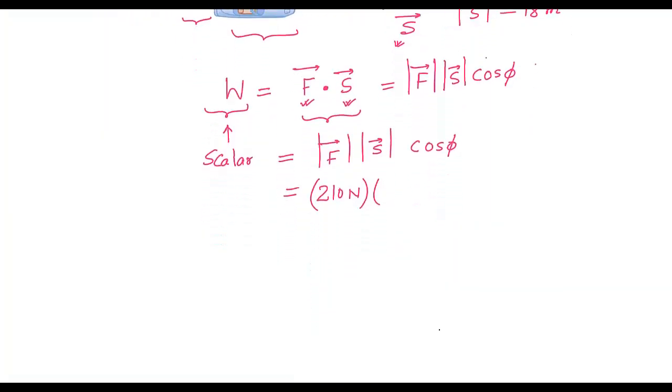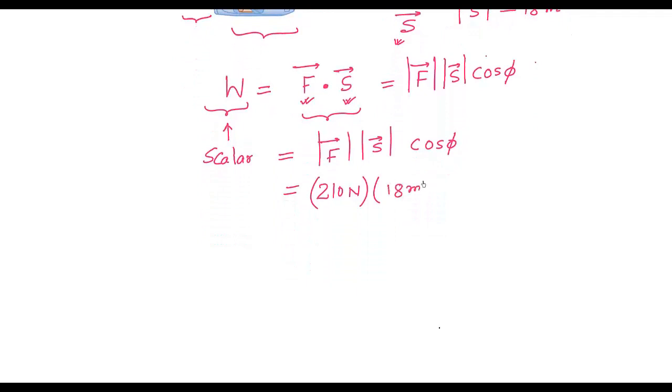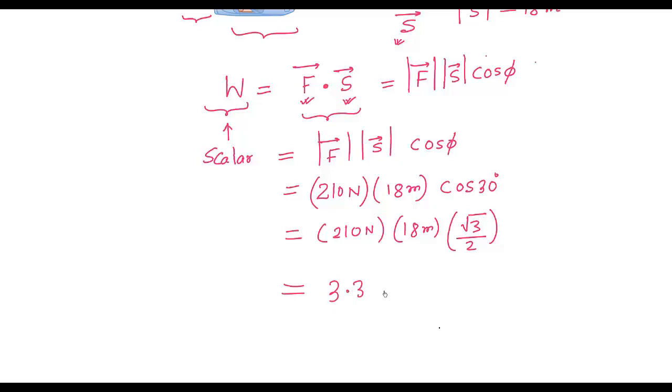Now I can plug in the values: 18 meter, and the angle is 30 degrees, so we write cos of 30 degrees. So we can further write 210 Newton, 18 meter, and cos 30 is nothing but root 3 by 2. If you calculate all this, it turns out to be 3.3 into 10 to the power 3 joule, or 3.3 kilojoule. This is the amount of work that Steve is doing.